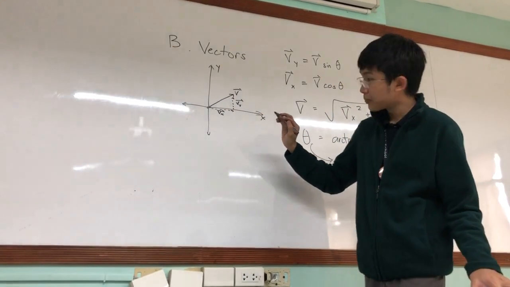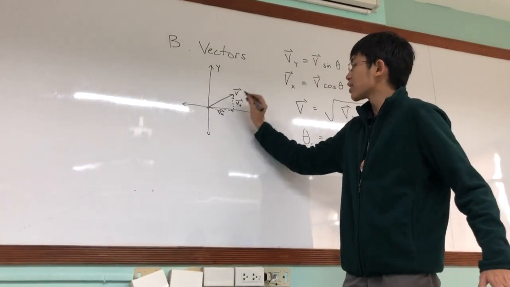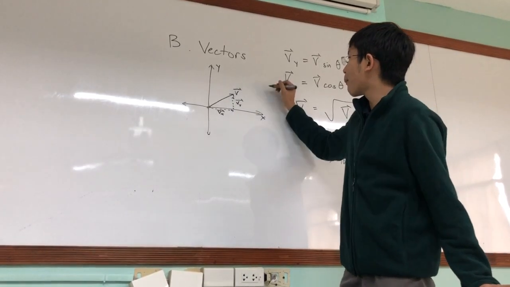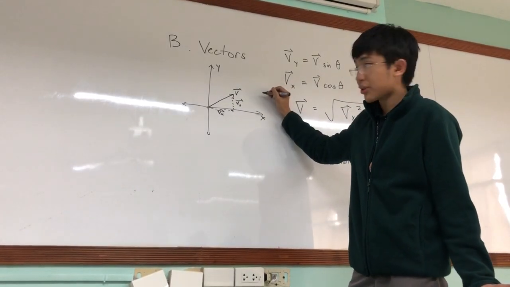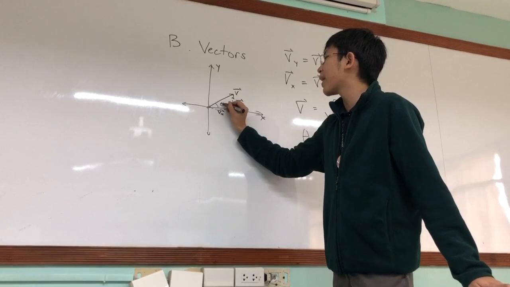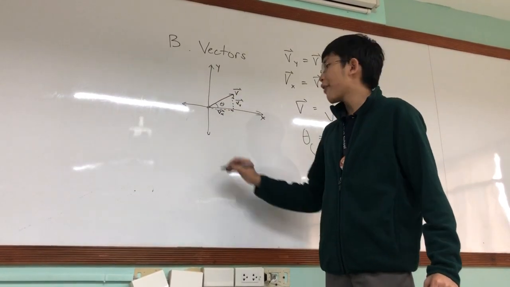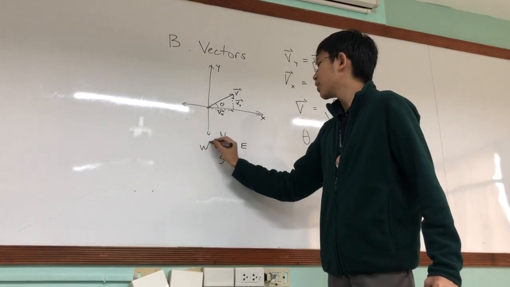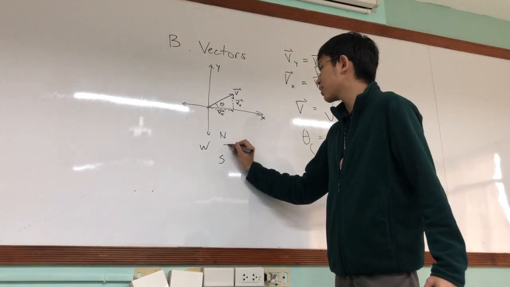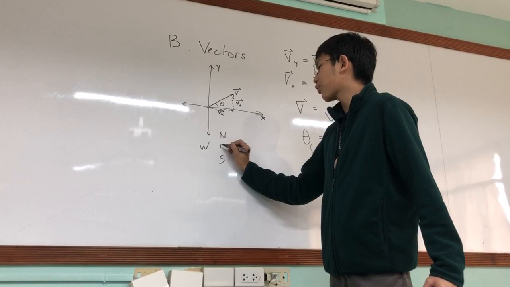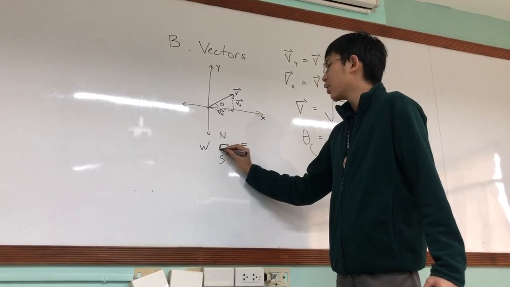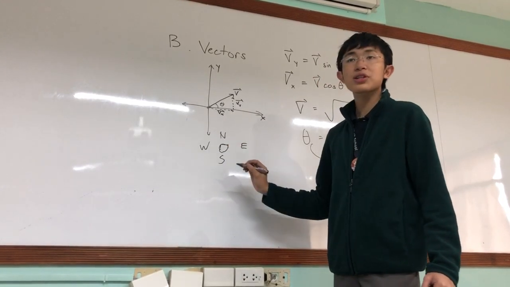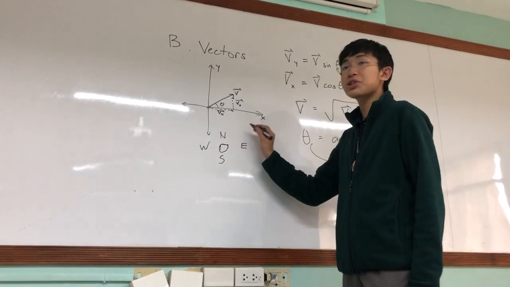Every time you have a vector, it starts at the origin, ends at the point, and you have a magnitude and a direction. The direction is usually denoted by an angle. If it's north, south, east, or west, there's still an angle for that. There's 90 degrees for north, 180 for west, 270 for south, and 0 or 360 for east. If it's northeast, you know how to get it.